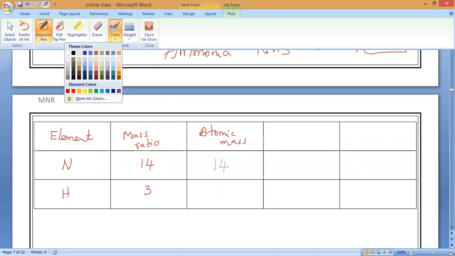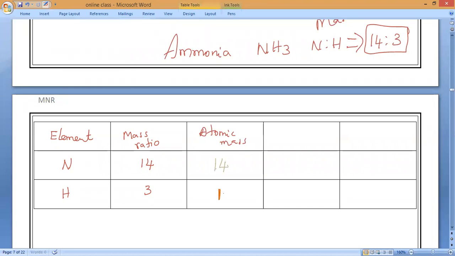Not 1 into 3, only 1. I am considering only one atom. Understand, Harish? Be careful. 1 into 3 is the total mass. I am asking only the atomic mass of hydrogen. I am writing here not H3, I am writing only H. Have you noticed that? One atom you should find, not all the atoms. Understand? Be very careful. Now, what is the next column that will come?